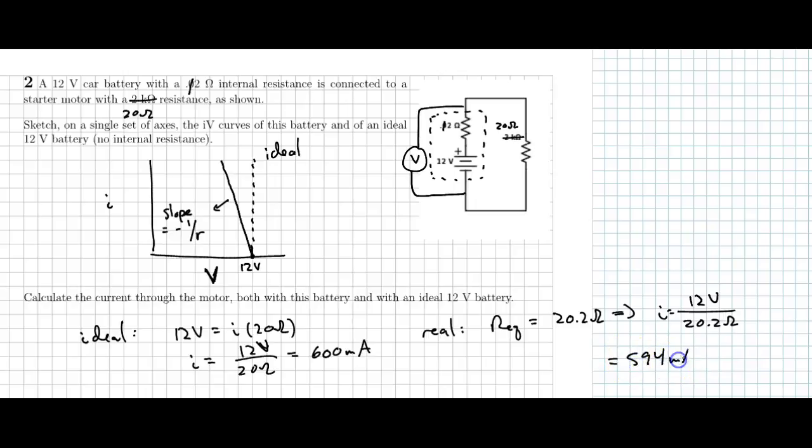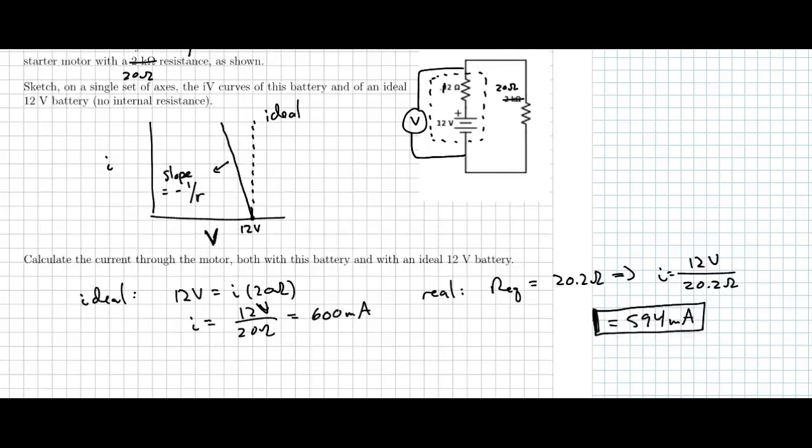594 milliamps. So not much of a change, but again, our numbers aren't super duper realistic, and in reality we have a little higher, or a lot higher current, which will give us a bigger voltage drop across the internal resistance. But it illustrates the concept we're going after.